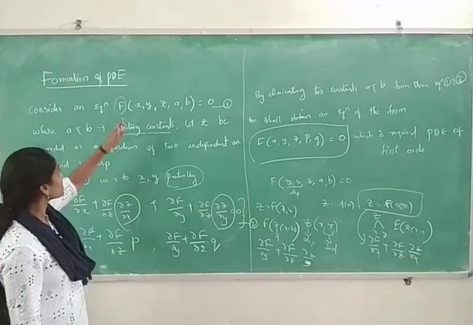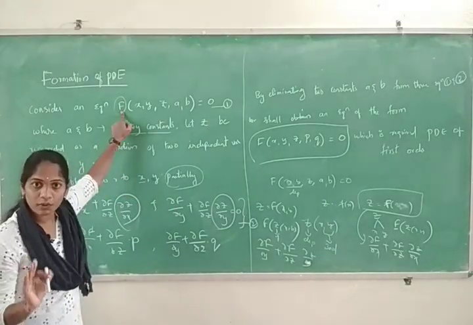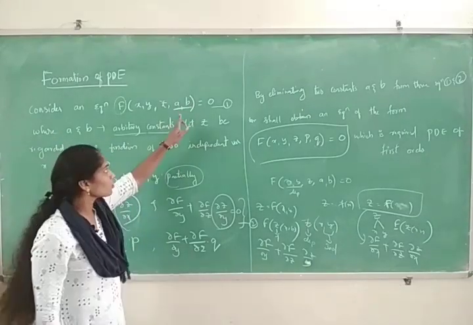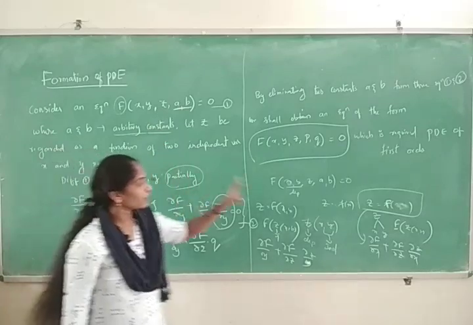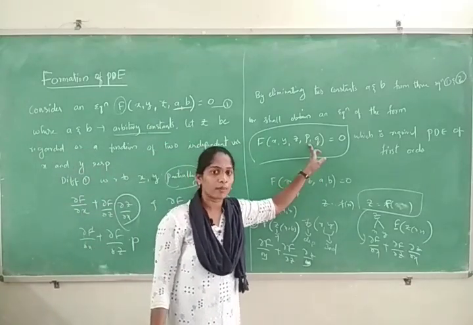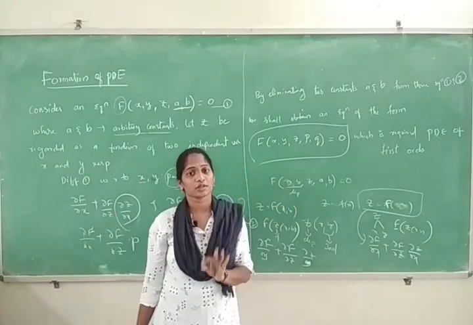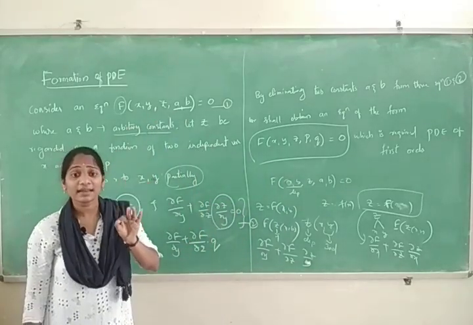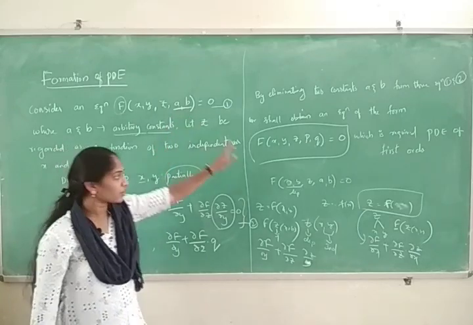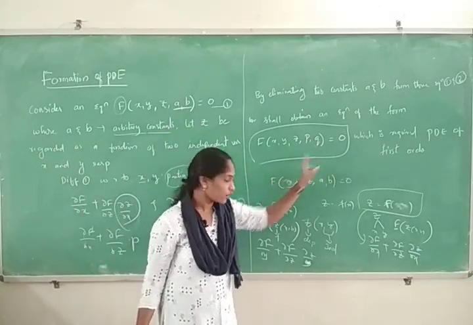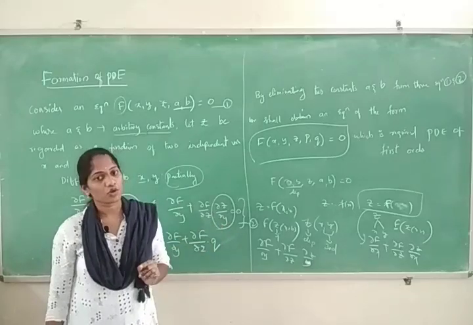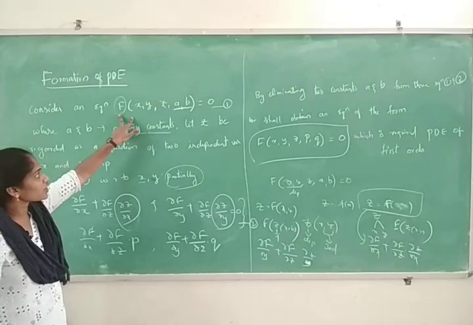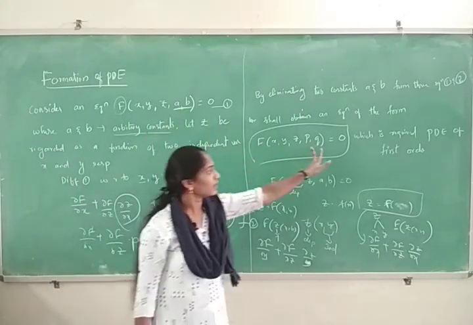What does formation mean? If you have an equation consisting of two arbitrary constants, eliminate the two arbitrary constants, and you will get the first order equation in the form of p comma q. Formation means the given equation, you eliminate the arbitrary constants and get p comma q, which are the partial derivatives of first order. So given an equation in a comma b, you get p comma q.